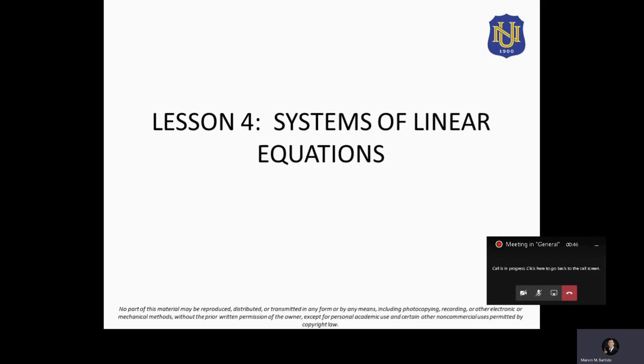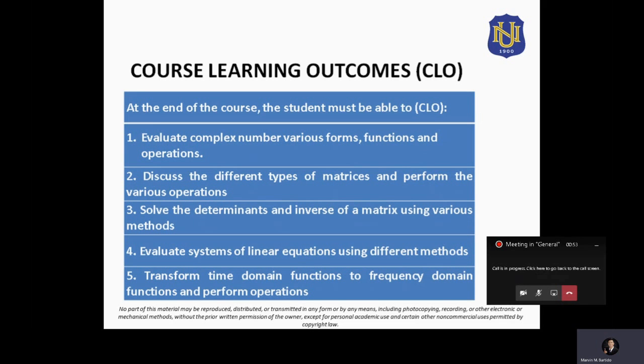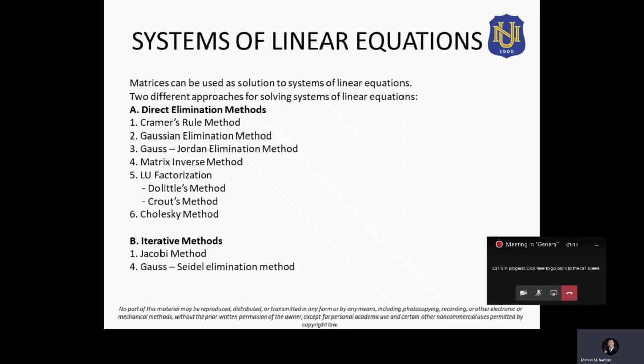So our topic for today is about systems of linear equations. The intended learning outcome for this topic is number 4. We must be able to evaluate systems of linear equations using different methods. In this topic, we will deal with different methods of solving systems of linear equations. These are the methods that we're going to discuss.